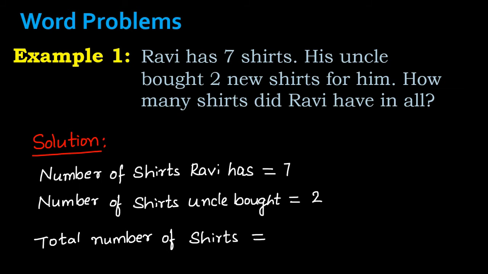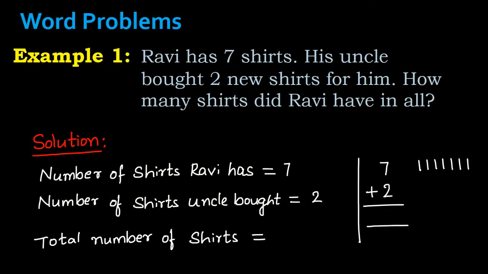To find this, we have to add 7 and 2. Let us do it now here. 7 plus 2. I will draw 7 lines here. 1, 2, 3, 4, 5, 6, 7.